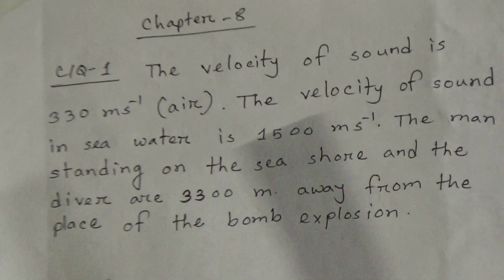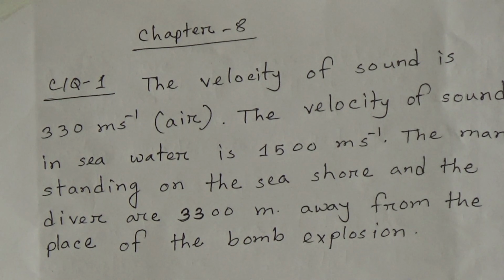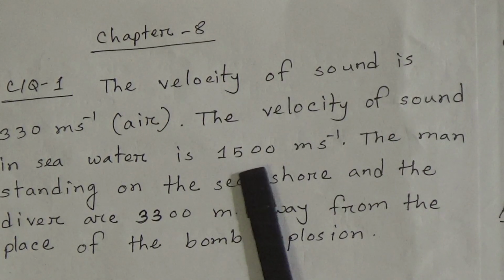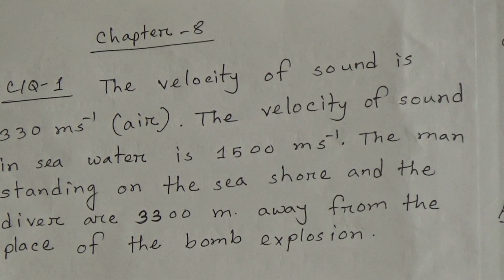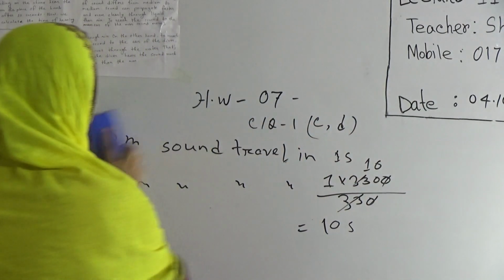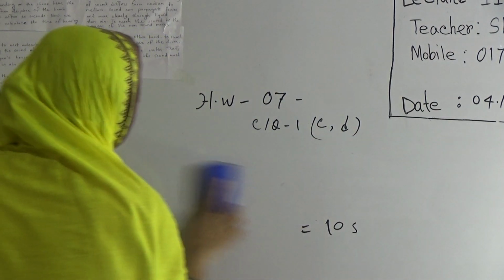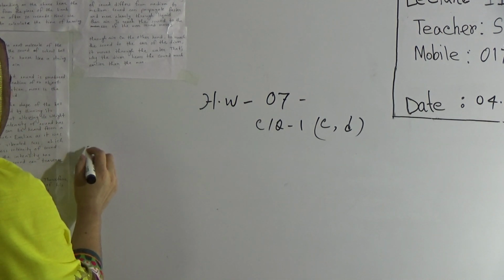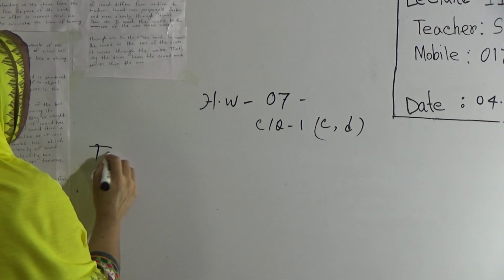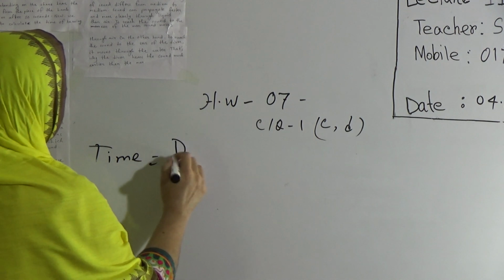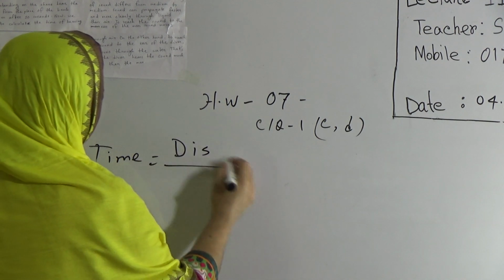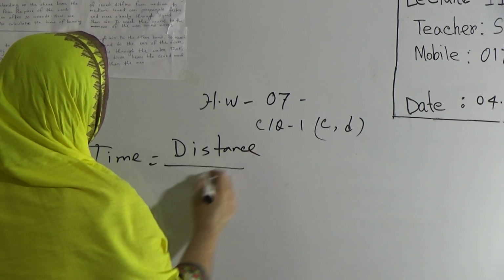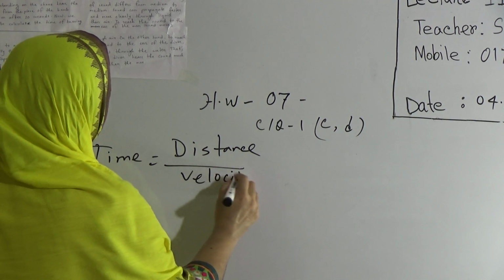330 meters. The velocity of sound in sea water is also given as 1500 meters per second. So we have to find out the time. We know the formula of time is time equals distance divided by velocity.